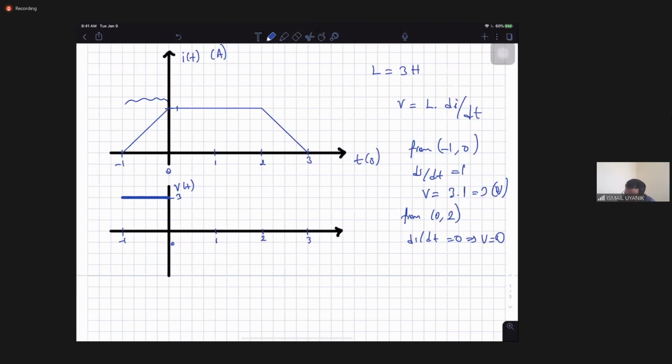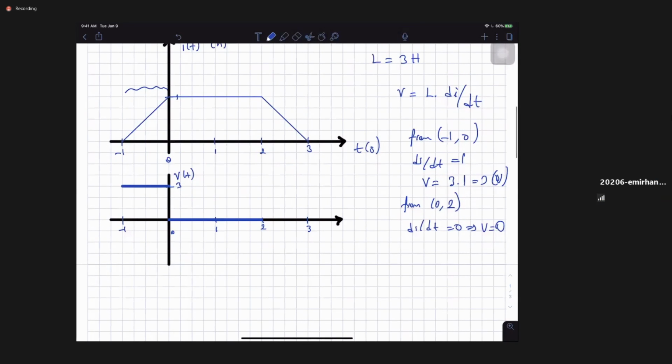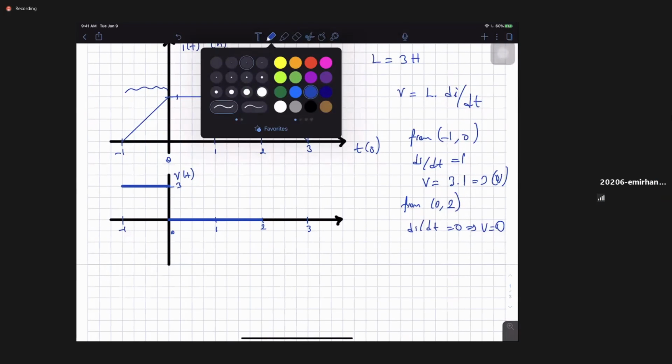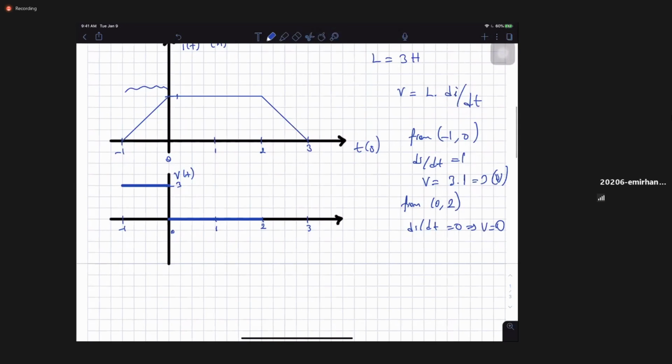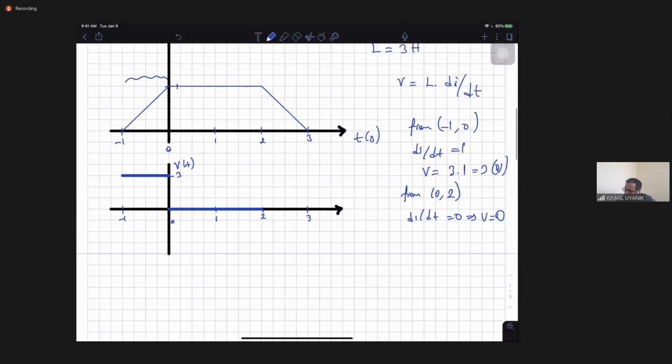So we will move here, and then I will be saying there will be no voltage from 0 to 2 seconds, right? Perfect. And then what happens? In the last 1 second, from 2 seconds to 3 seconds, we have a negative change in the current, so I think we have a negative voltage, -3 volt. Okay, so from 2 to 3, di over dt is -1.